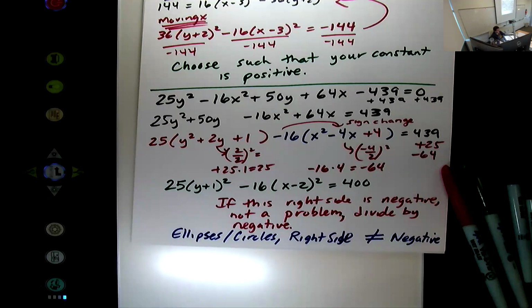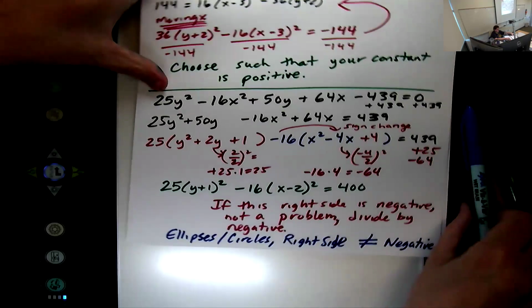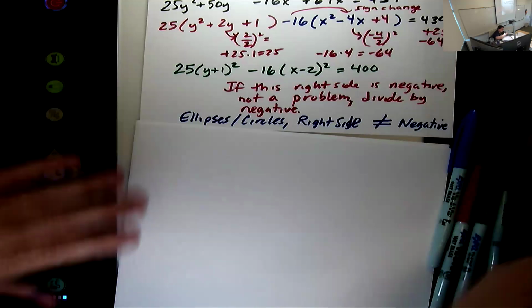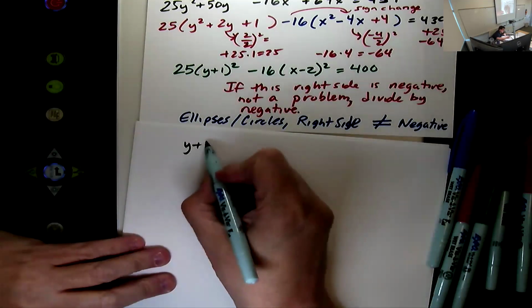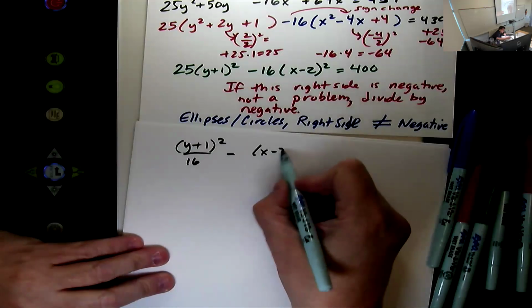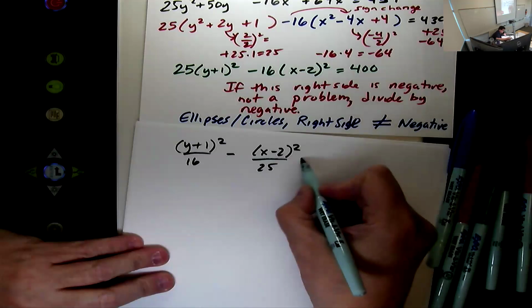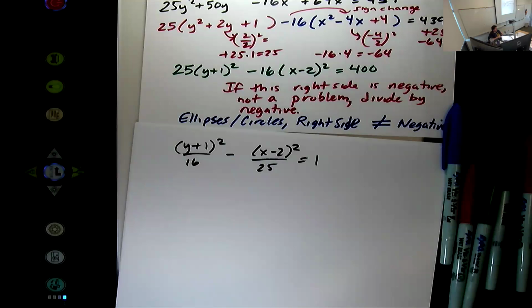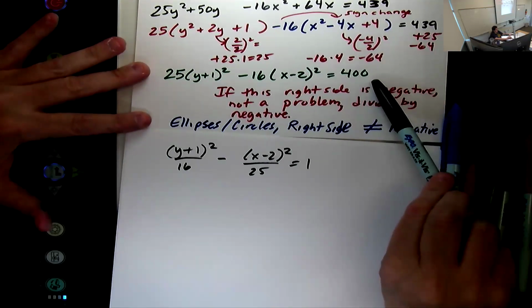Any questions? Are we having fun yet? So the end equation would be y plus 1 squared over 16 minus x minus 2 squared over 25 equals 1. Y plus 1 squared over 16 minus x minus 2 squared over 25, you said? Yeah. And then we divided by... I divided by 400. Okay.